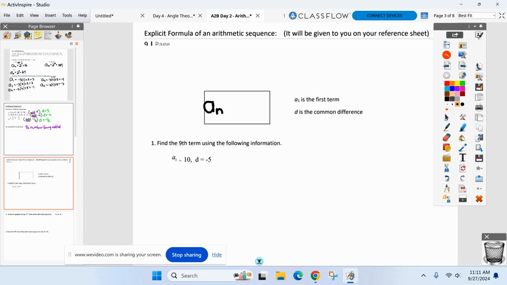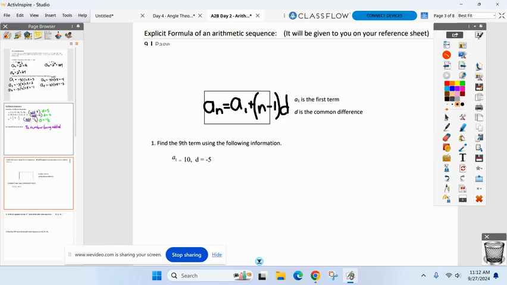A subscript n equals A1. We definitely know what that means, right? It's the first term. Plus parentheses, n minus 1 in the parentheses, and on the outside, D. Now, that's a mouthful to remember, isn't it, kids?